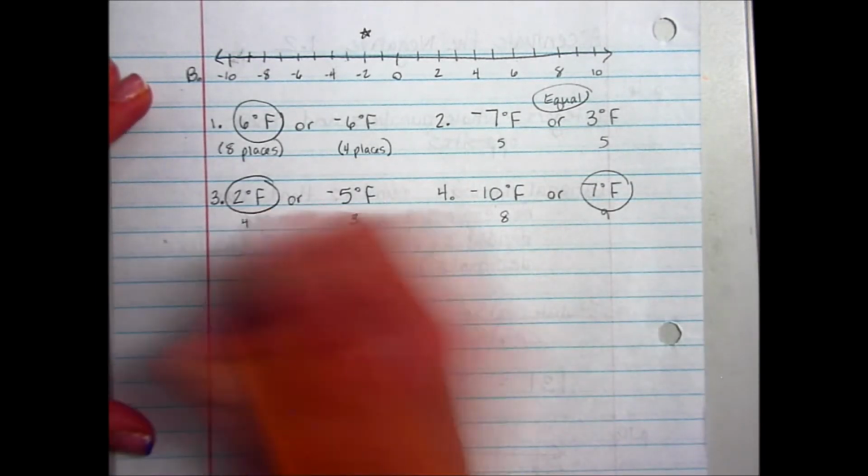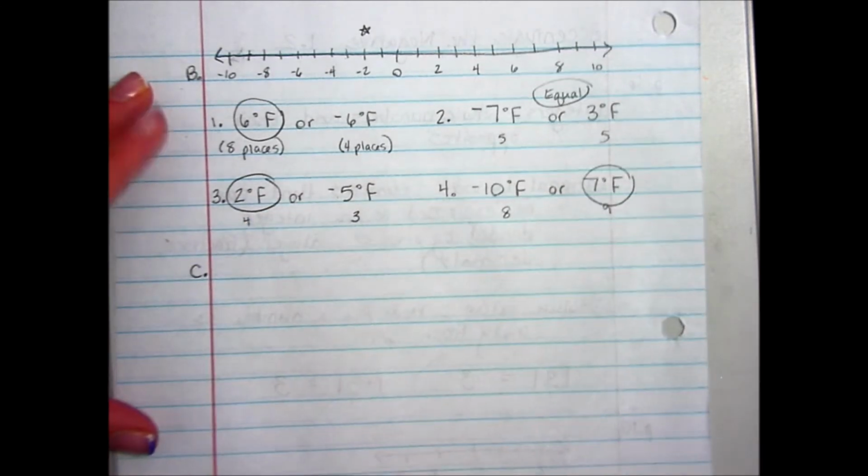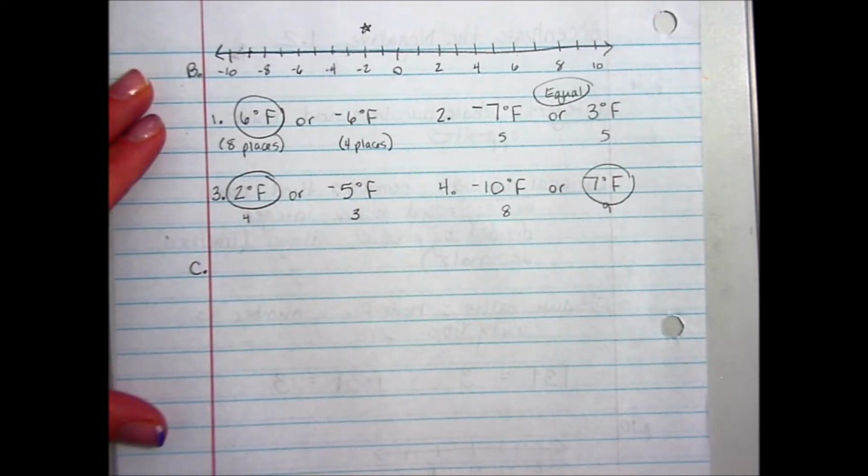All right, let's look at part C. Part C says identify the temperature that's halfway between each pair of temperatures.